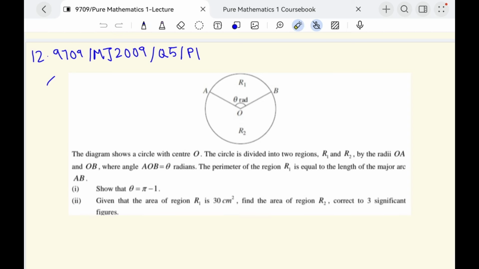So this question also gives you a diagram. The diagram shows a circle with the center O. The circle is divided into two regions. Two regions means two different sectors, by the radii. Radii is another term of the radius.